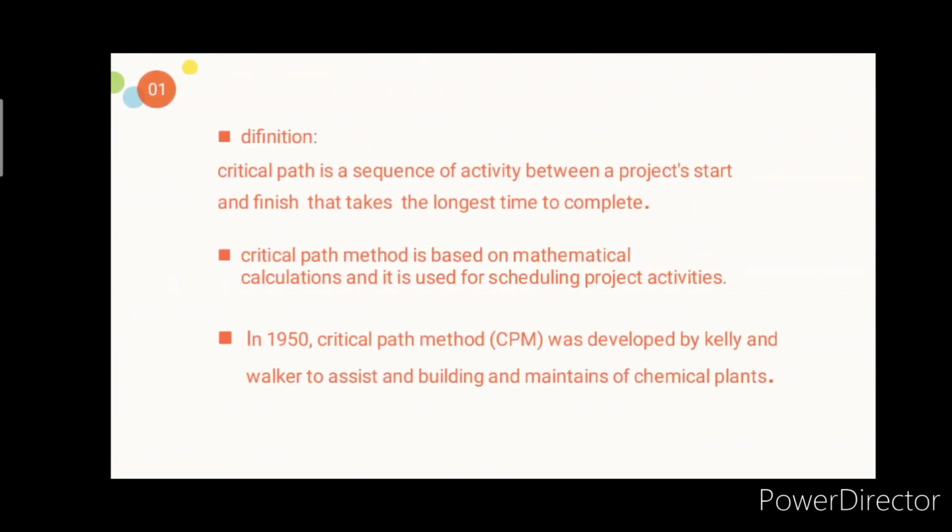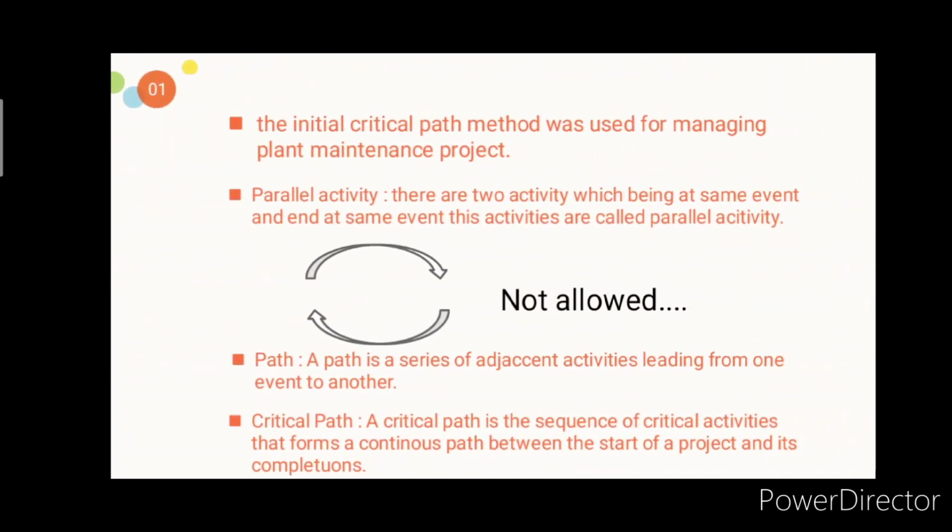Definition: critical path is a sequence of activities between a project start and finish that takes the longest time to complete. Critical path method is based on mathematical calculation and is used for scheduling project activities. In 1950, critical path method was developed by Kelly and Walker to assess the building and maintenance of chemical plants. The initial critical path method was used for managing plant maintenance projects.